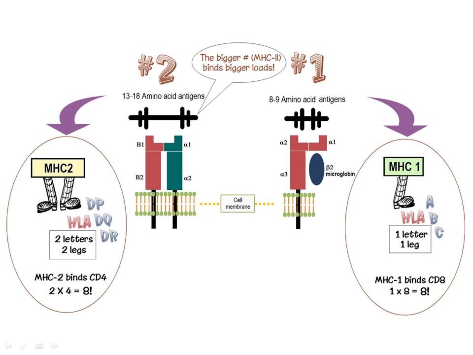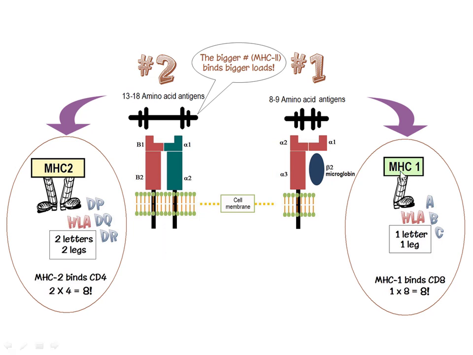Also, MHC1 has only one chain, the alpha chain, or one leg, if you wish, that passes through the cell membrane. So it has one transmembrane chain, or for the sake of mnemonic, it has only one leg. Whereas the MHC2, in the diagrams that you see in the literature, has two legs that are transmembrane, an alpha and a beta chain that pass through the cell membrane.